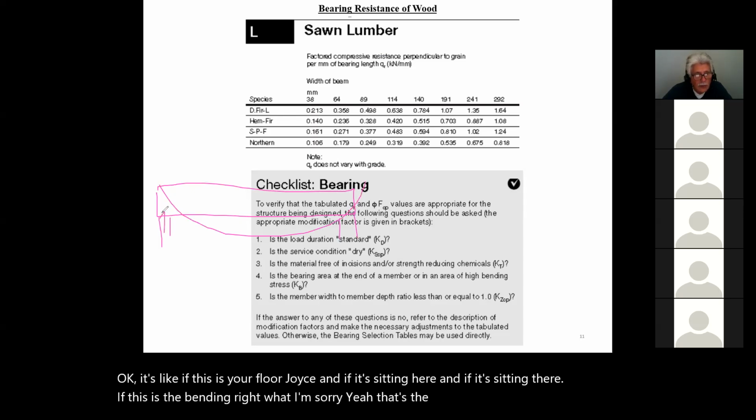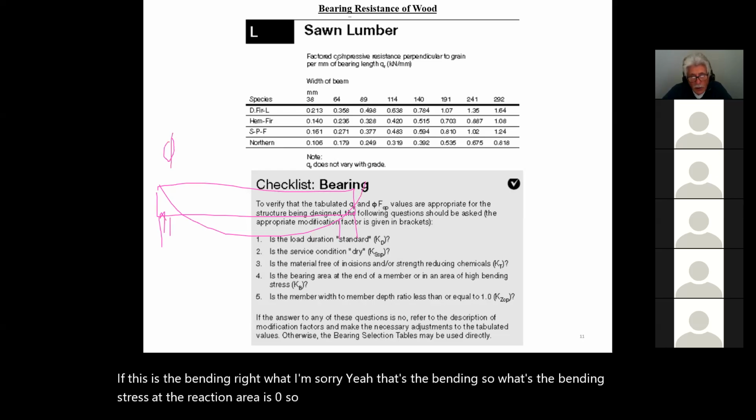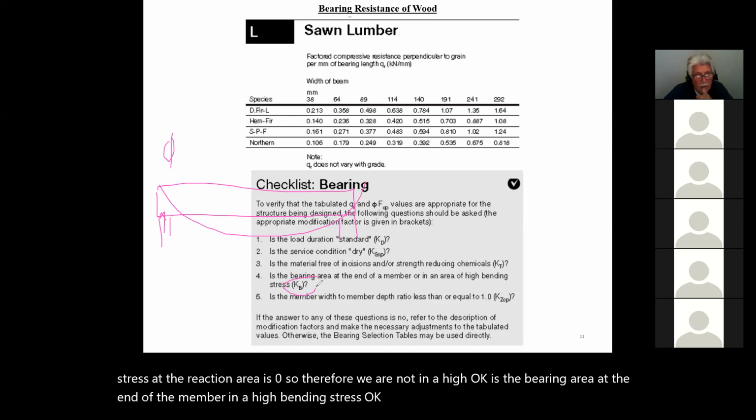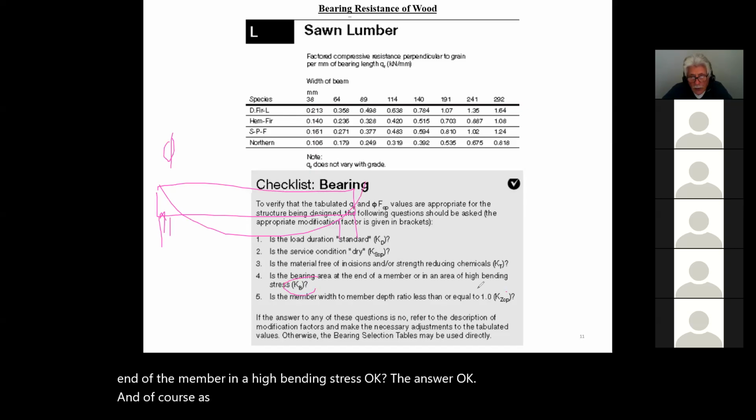So what's the bending stress at the reaction area? It's 0. So therefore, we are not in a high bending stress area. Is the bearing area at the end of the member in a high bending stress? The answer, of course, is no, so the member is less than or equal to 1.